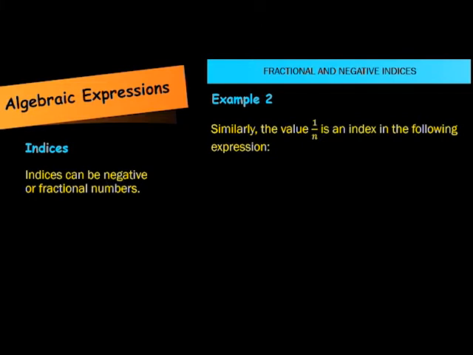Similarly, the value 1 over n is an index in the following expression. X to the 1 over n, n times, multiplied by one another. This equals x to the power 1 over n added n times, which equals x to the power 1, which is of course x.